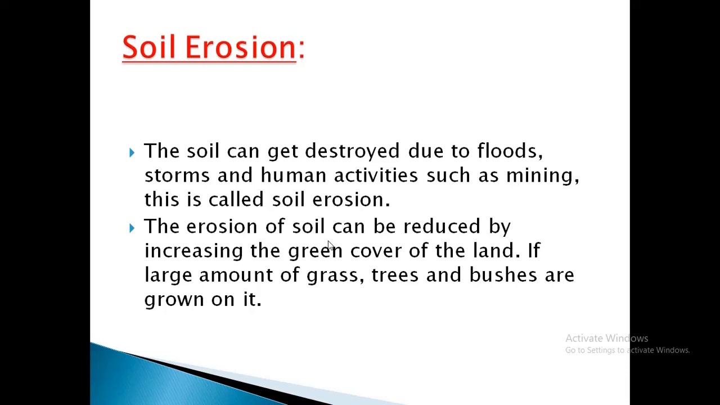The erosion of soil can be reduced by increasing the green cover of the land. That means the more trees we plant, the more it will be reduced. If a large amount of grass, trees and bushes are grown on it, erosion is reduced. So we should plant more trees on the land.